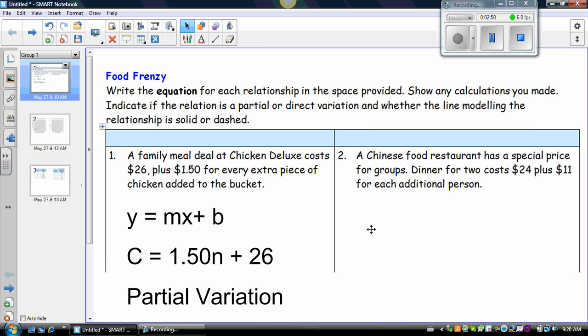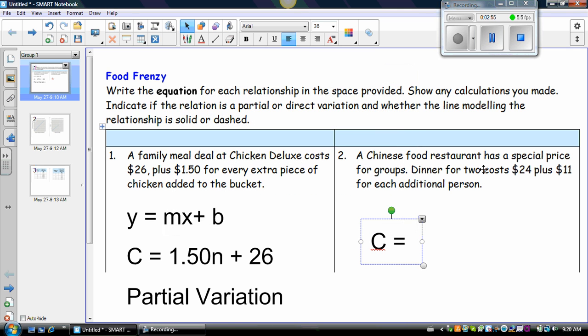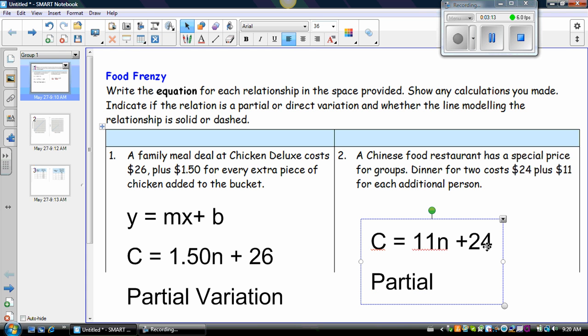Okay, when you restart the video, you should come out to the following equation. C equals 11n plus 24. And once again, this is an example of a partial variation. Hopefully you got the correct answer. Moving on to the next question. If you need to stop the video, please do and review this first part again.